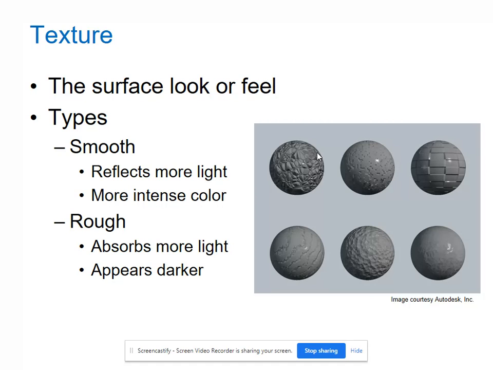Texture is the surface's look or feel. And there are different kinds of textures. There are smooth textures. Smooth items are going to reflect more light. They're more intense in color. And then there are rough textures. They absorb light and they appear darker.